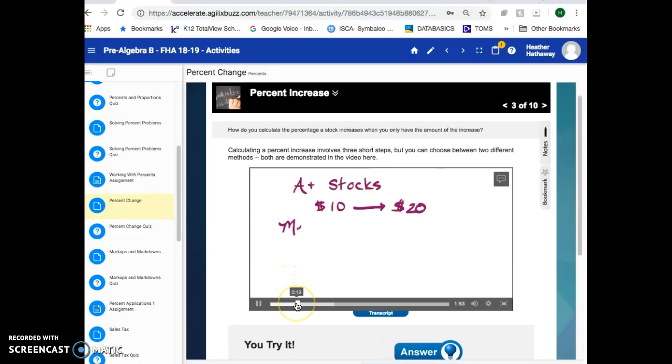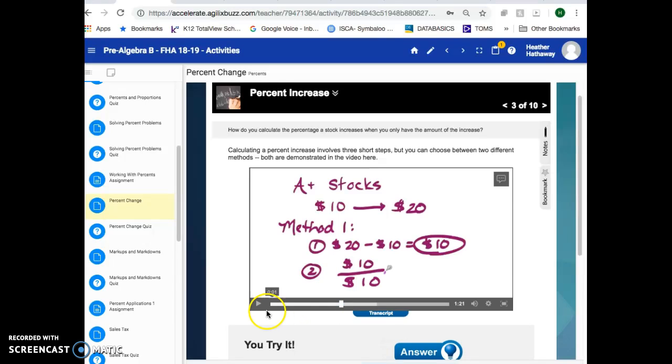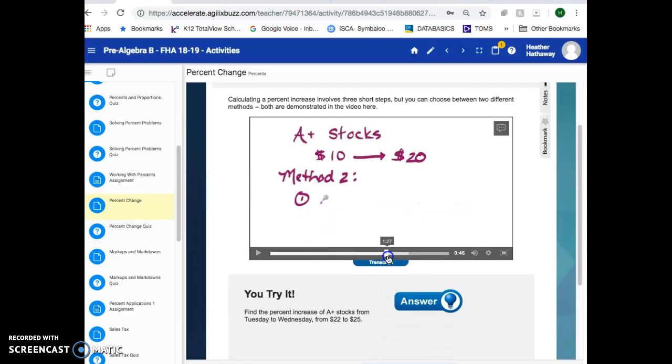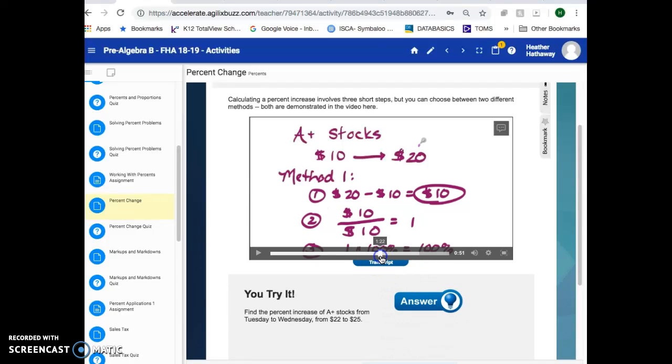There's a couple different ways to do this. So she shows you method 1. She basically subtracts the 2 numbers right there. You can see that. So that's step 1 is subtracting the 2 numbers. Step 2, let's look right here, is you take that number that you got when you subtracted them and divide it by the original amount. Remember, the starting point is always the original amount. So she's dividing these 2 numbers. 10 divided by 10 is just 1. And then step 3 is you convert that 1 into a percent. So you should end up with a percent as your number.